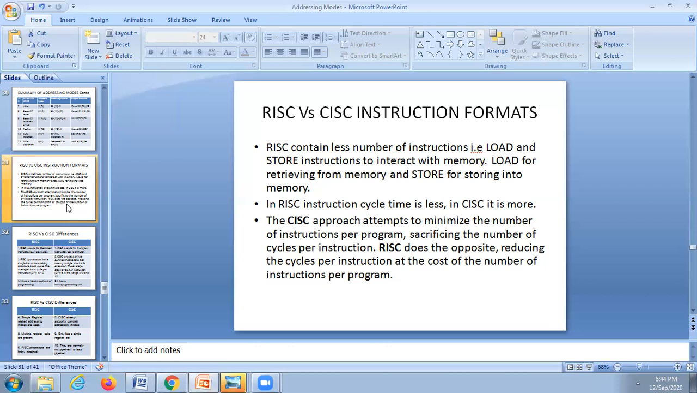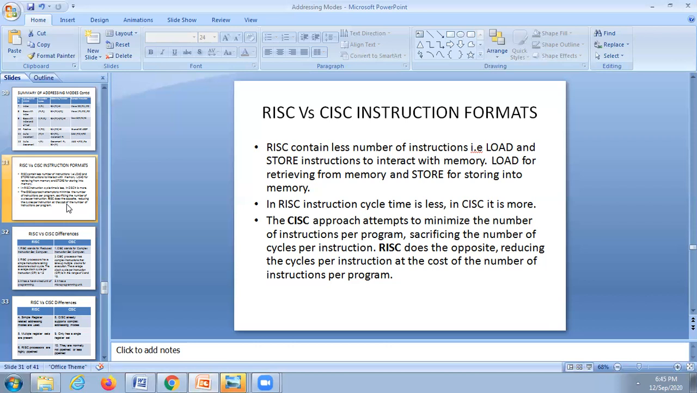Whereas in CISC processors, many different instructions are available to access the memory. There are more than two, and many more. Sometimes it may be 6. That depends on the processor, but not two. More than two instructions are available in the CISC processors to access the memory. There is only one simple difference to understand.